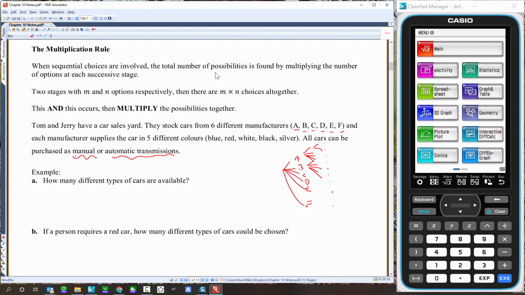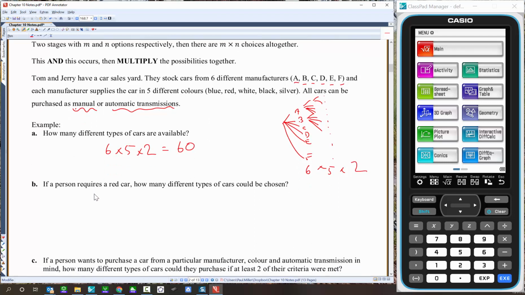So it's much easier to think about it like this, the multiplication rule. How many choices are there going to be? There's going to be 6 lots of 5 lots of 2 each. So how many different types of car are available? It's going to be 6 times 5 times 2, which is equal to, 6 2s are 12, 5 12s are 60.